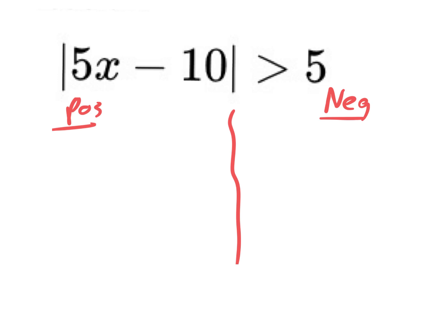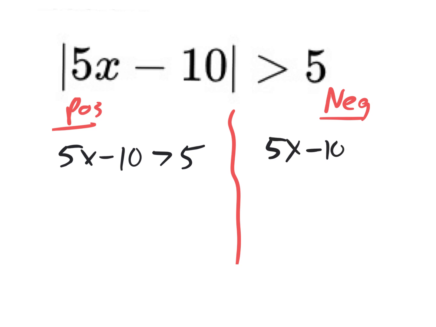For the positive situation, you simply rewrite it without the absolute values, exactly the way it is. So it reads 5x minus 10 is greater than 5. For the negative situation, you write it exactly the way it is, 5x minus 10, but you have to flip the inequality, put a less than right there, and change the sign of the right side. Make that positive 5 a negative 5, and you change that greater than to a less than, okay? And now you're able to solve both of them.